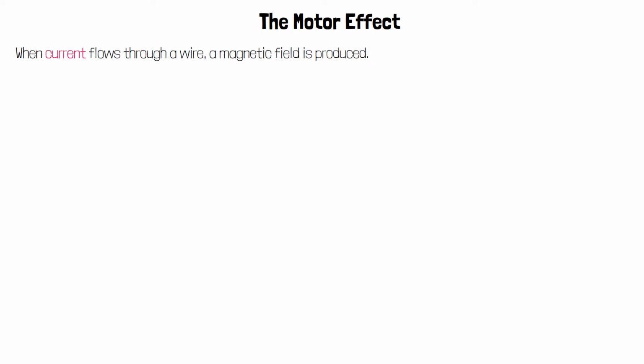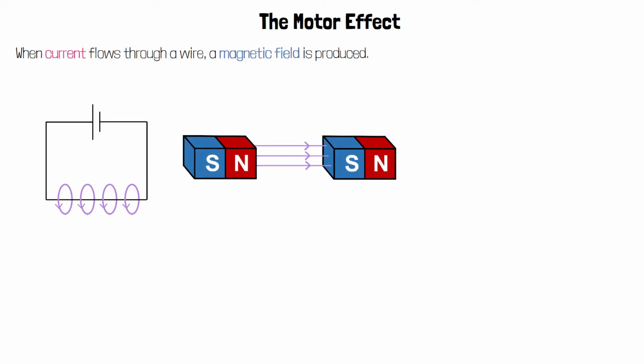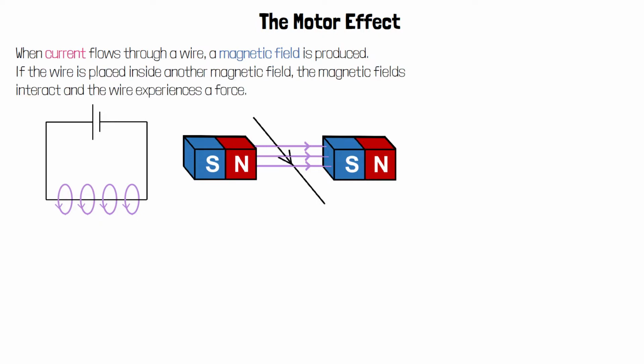When current flows through a wire, a magnetic field is produced. A magnetic field is also produced when two bar magnets interact. If a wire is placed inside this magnetic field, the magnetic fields of the magnets and the wire interact, and the wire experiences a force.